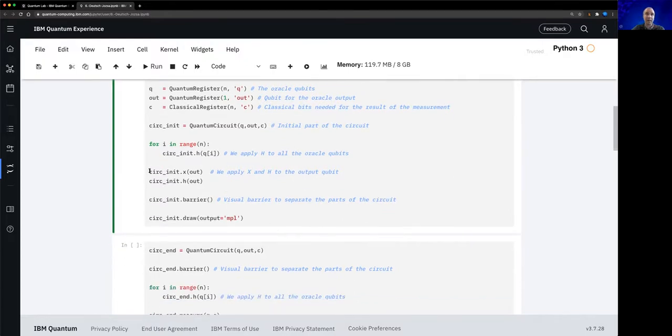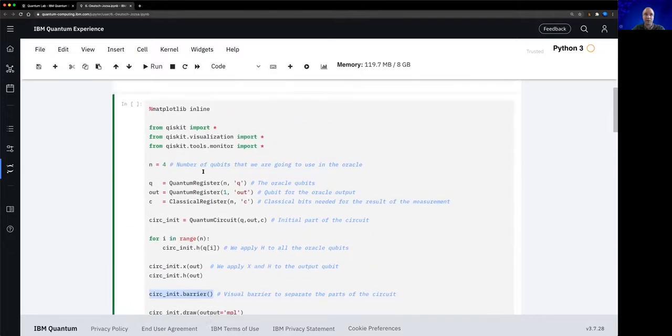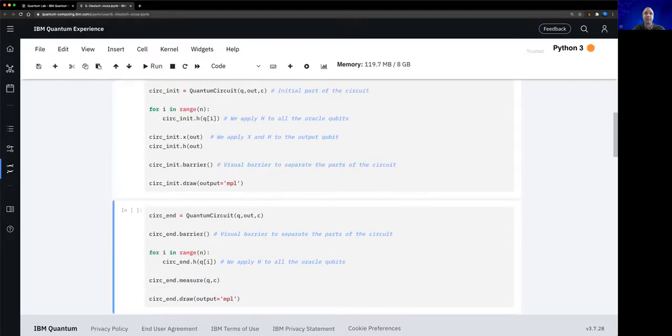And then we apply the initial NOT to the state of the qubit for the output, because we need it to be in state 1, and then we apply the Hadamard gate. And we create this barrier, which is just something that helps us to separate one part of the circuit from another when we draw the circuit.